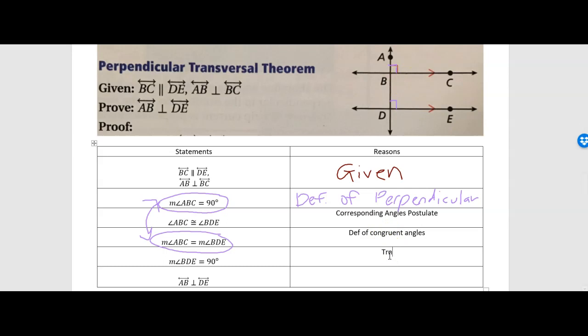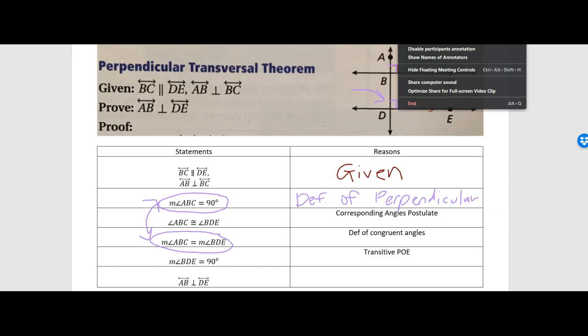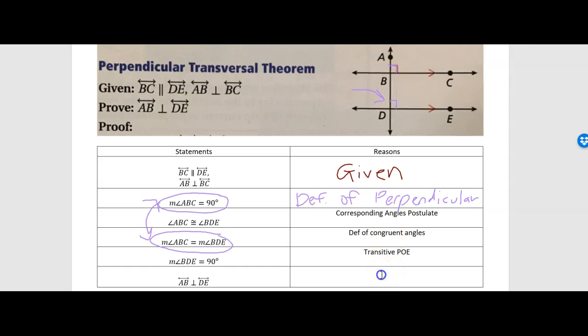So here we have transitive property of equality, transitive POE. Again, substitution property of equality is an okay answer here. It's just not the best answer. It's not the most specific answer. And if we know that this angle down here is 90 degrees, well, that tells us that line AB and DE are perpendicular by the definition of perpendicular. I'm going to keep typing, actually, because that's much easier.